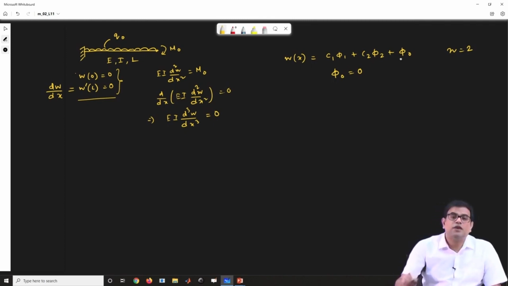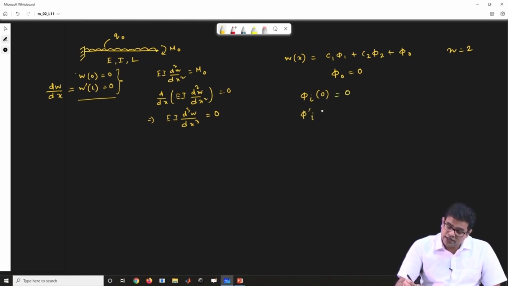Now what is my phi 1 and phi 2? Let me write phi i's. Phi i at x equals 0 has to be 0. This is one of the conditions, and phi i dash, that is d phi i by dx, has to be 0 at x equals 0. So this is the requirement of the weight function.